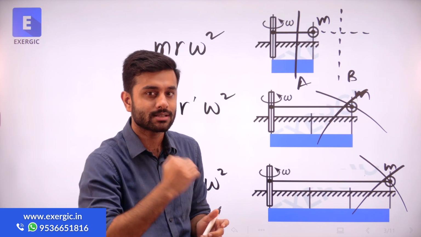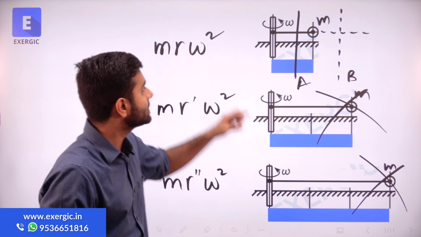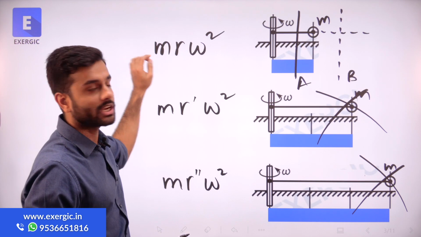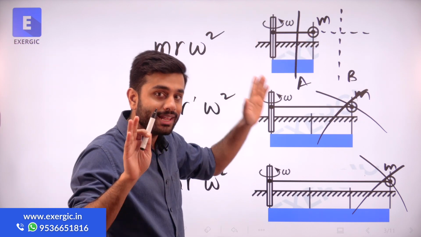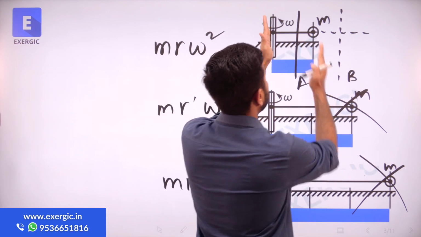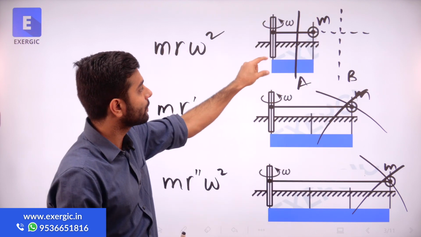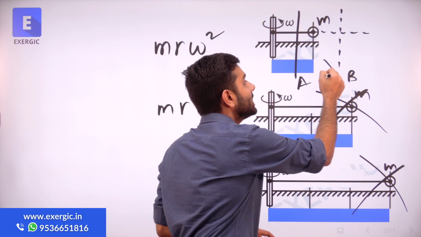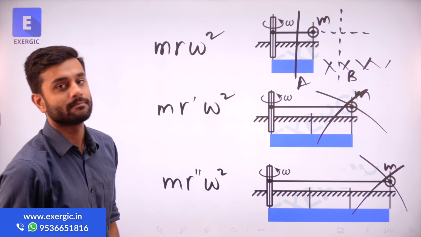What does this discussion mean? It means that this centrifugal force due to this mass will exist between the center and this mass, which you can see from the blue strip here. But after that, it will not exist.